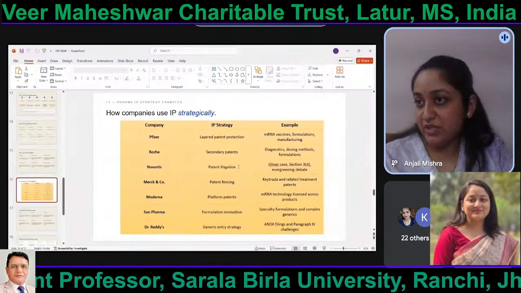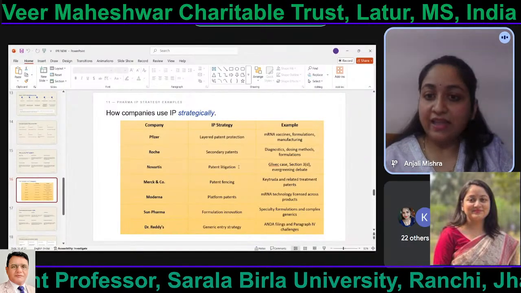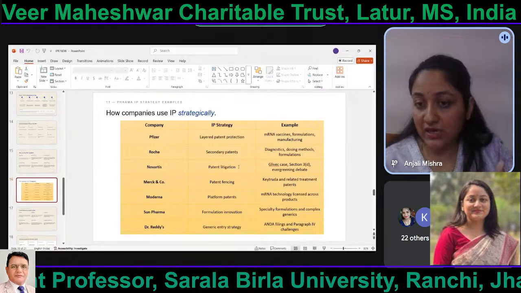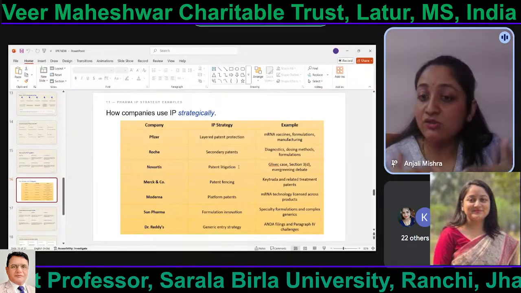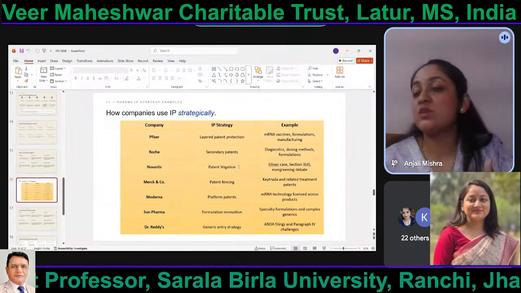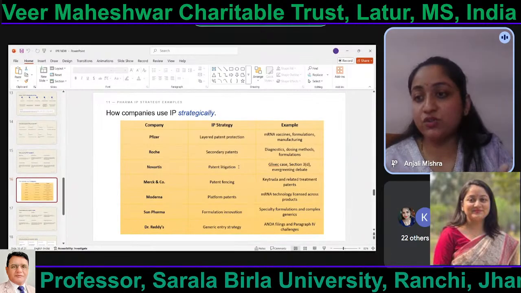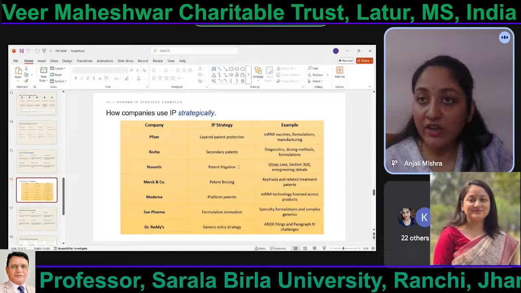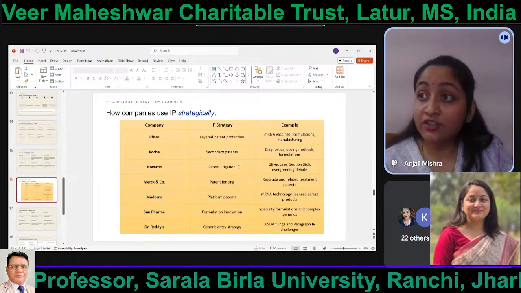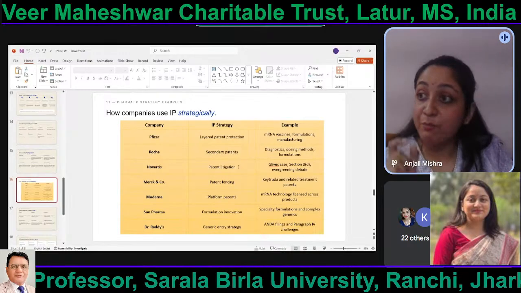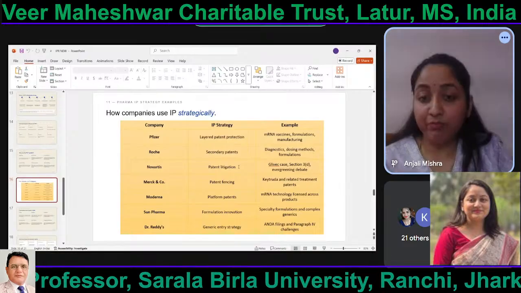However, the pharma companies are going beyond the normal patenting process, and they are fencing also, just like Merck and company has done. They have fenced their patents through various platforms. Moderna has also patented the mRNA technology, which was used in the product, the vaccine, which was used very popularly in COVID. Sun Pharma actually has not patented the product or the process. In fact, it has patented the duration of a particular drug.